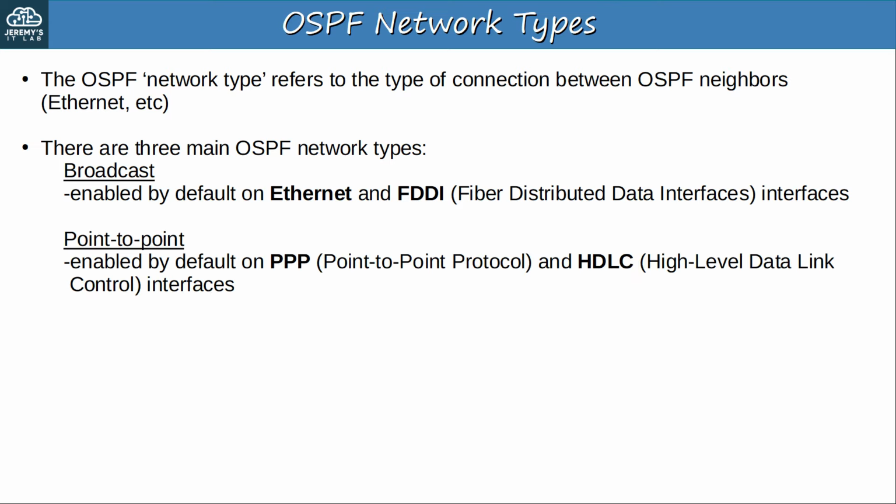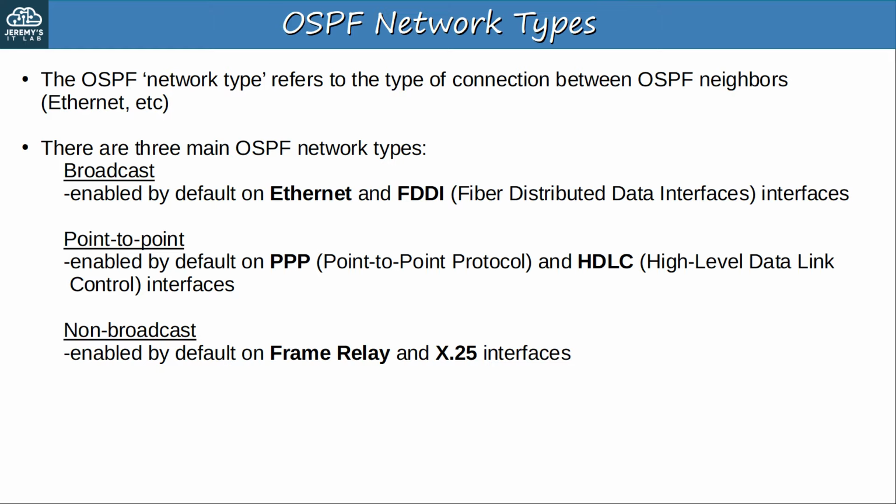The next is the point-to-point network type, which is enabled by default on PPP and HDLC interfaces. You don't need to learn PPP and HDLC in depth for the current CCNA exam, but I will mention them briefly later in this video. The last main network type is non-broadcast. It is enabled by default on frame relay and X25 interfaces.